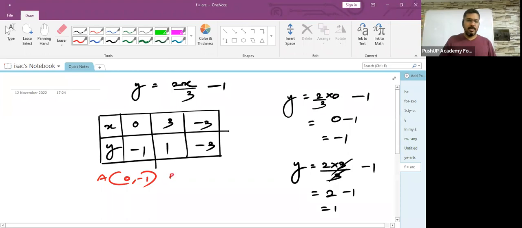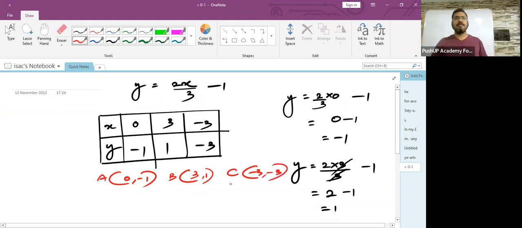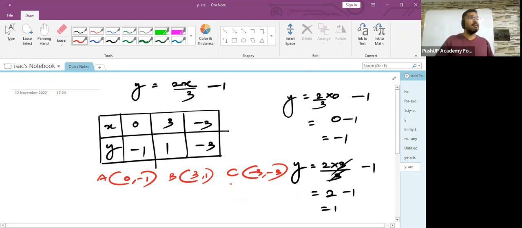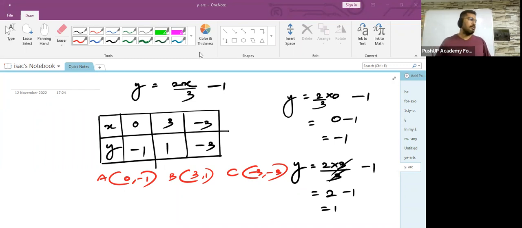Then the second point is 3, 1, and the third point is minus 3, minus 3. So B will be lying in the first quadrant and C will be lying in the... Ronia, C will be lying in which quadrant? First, second, third, or fourth? Ayan, C will be lying in the third quadrant. Very good. Ronia, plot these points and show it to me in 2 minutes. I'll come there.